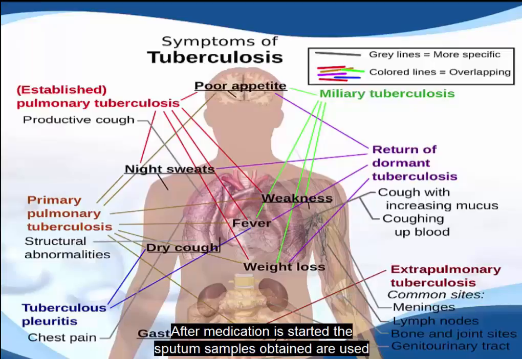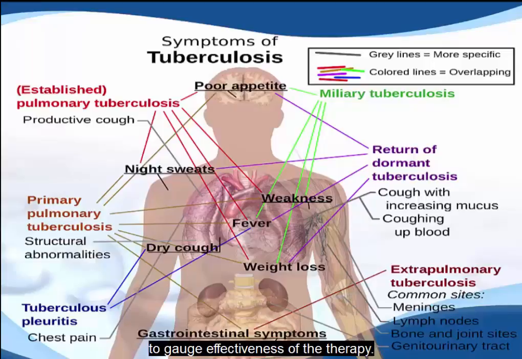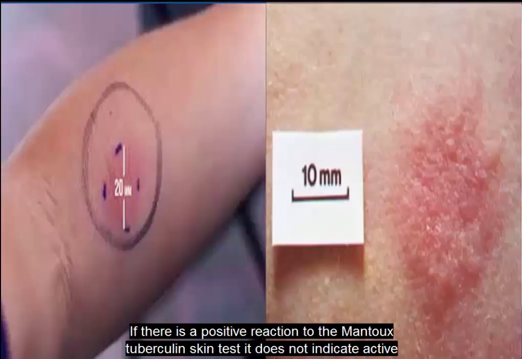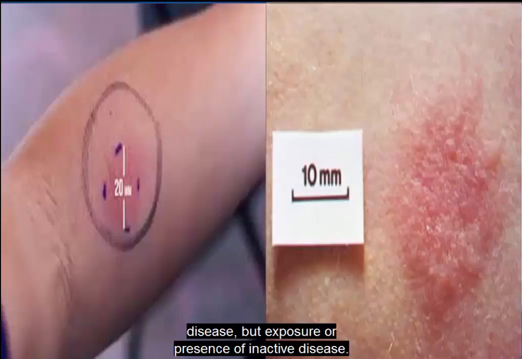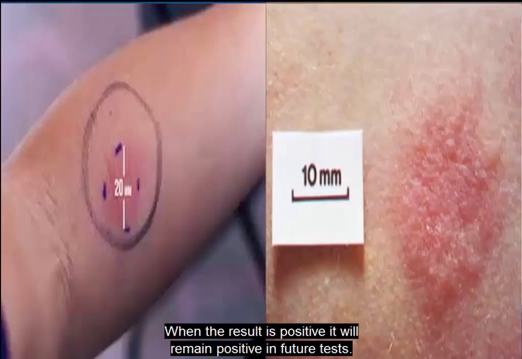After medication is started, the sputum samples obtained are used to gauge effectiveness of the therapy. If there is a positive reaction to the Mantoux tuberculin skin test, it does not indicate active disease, but exposure or presence of inactive disease. When the result is positive, it will remain positive in future tests.